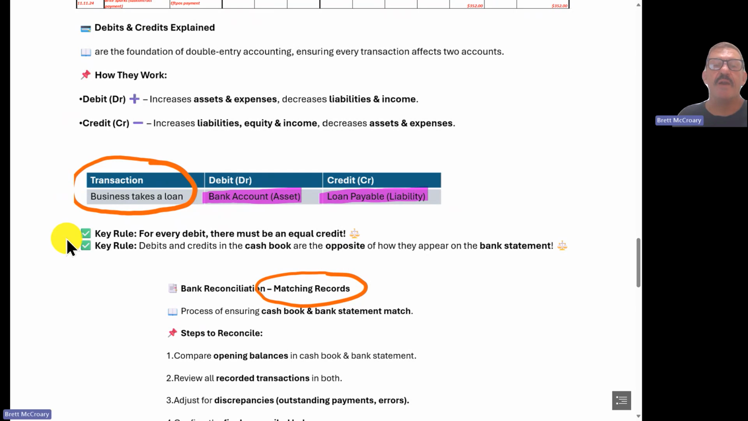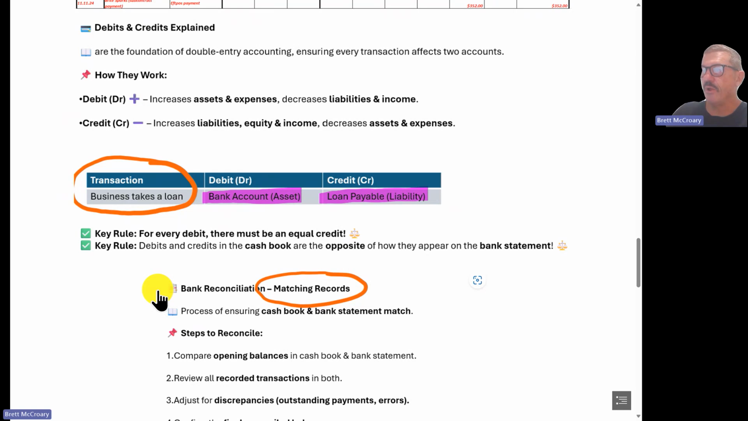So a key rule: for every debit, there must be an equal credit. Debits and credits in the cash book are the opposite of how they appear on the bank statement. So be careful of that. The bank statement is the bank's money, yeah? So we don't need to go into too much depth, but as long as you have an understanding of debits and credits, an understanding of your cash book for cash in and cash out, and then an understanding of a bank reconciliation, which you don't need to do because this is completed in software.